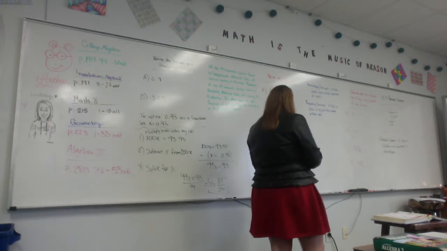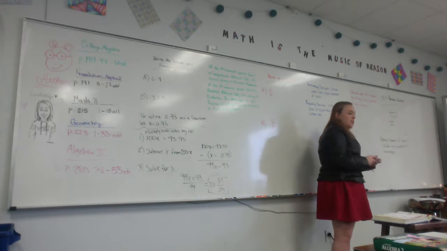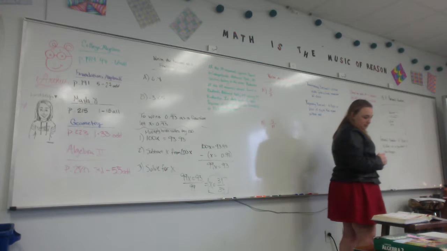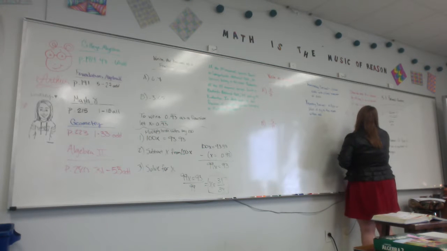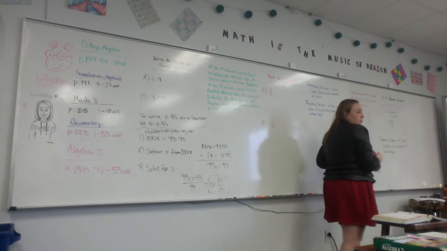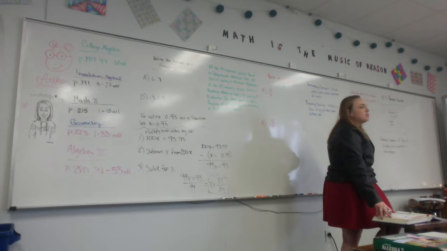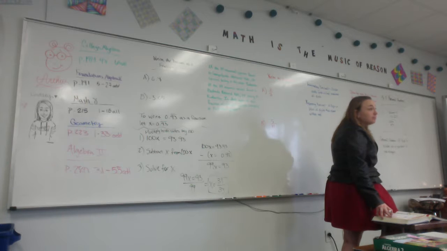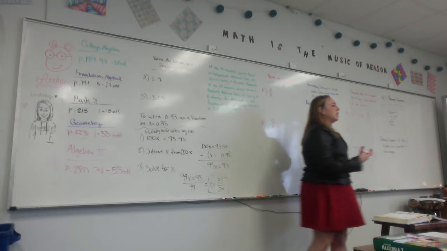How would you write 7 as a quotient of 2 integers? 7 and 1. Yeah, 7 and 1. So I would say 7 over 1. Because when I'm writing a whole number as a quotient of integers, basically I'm turning it into an improper fraction. Remember, we did this last year.